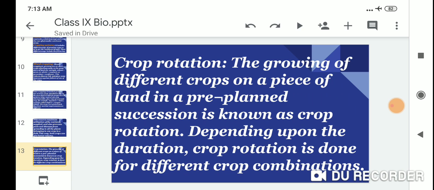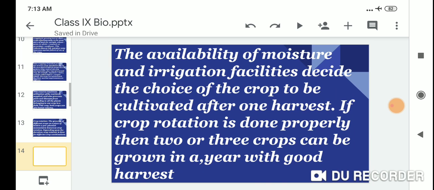Crop rotation. The growing of different crops on a piece of land in a pre-planned succession is known as crop rotation. Depending upon the duration, crop rotation is done for different crop combinations. The availability of moisture and irrigation facilities decide the choice of the crop to be cultivated after one harvest. If crop rotation is done properly, then two or three crops can be grown in a year with good harvest.